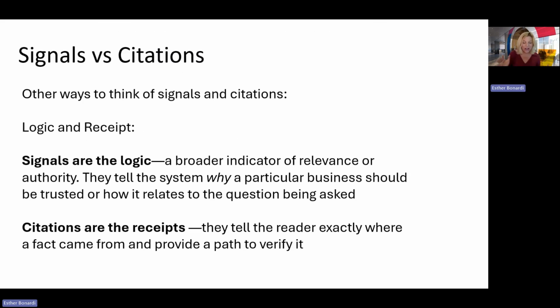Let's look at it another way. Logic and receipt. Signals are the logic. They're a broader indicator of relevance or authority. They tell the system why a particular business should be trusted and how it relates to the question being asked. The citations are the receipts. They tell the reader exactly where a fact came from and they provide a path to verify it. I could click into any of those citations.